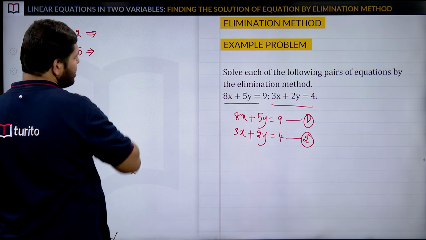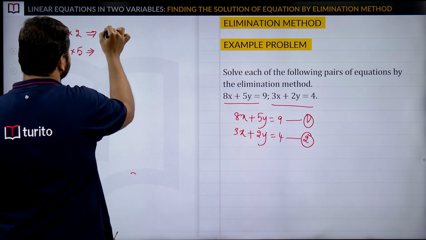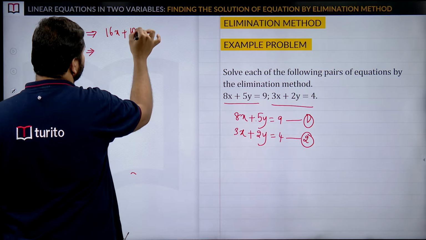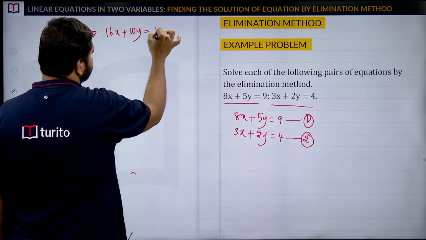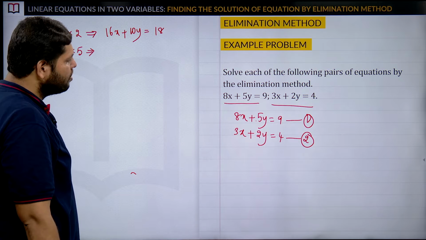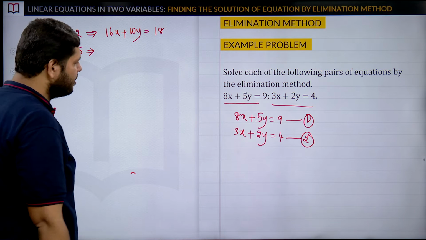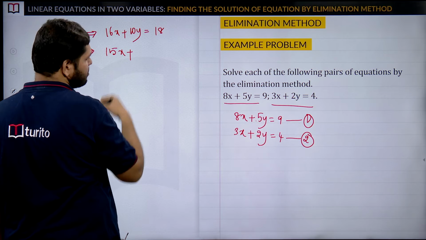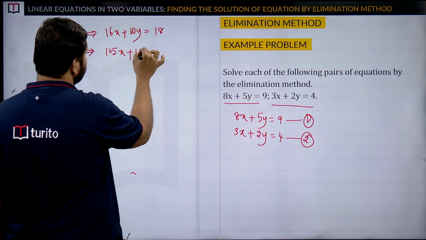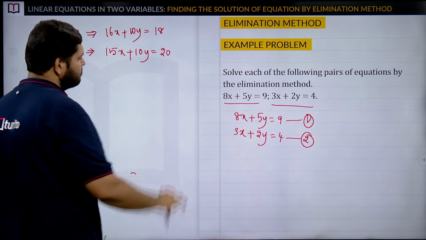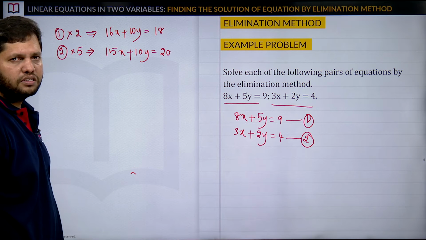Now, children, multiply. For equation 1, I am multiplying with 2. So 2 8s are 16x, 2 5s are 10y, 2 9s are 18. And for equation 2, you are multiplying with 5. So 3 5s are 15x, plus 5 2s are 10y, and 5 4s are 20. Am I clear, children, on this point?